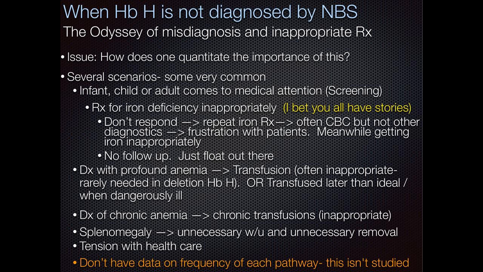Another scenario is someone's diagnosed with chronic anemia. They don't really evaluate why, and some kids end up on chronic transfusions, which is inappropriate. Less common, because of the splenomegaly and anemia, some children have their spleens removed empirically, which is not necessary here. And again, there's often tensions with healthcare in terms of how people are following up and following guidelines. What really happens in terms of how often any of these scenarios occur, it's not known, it just isn't studied.